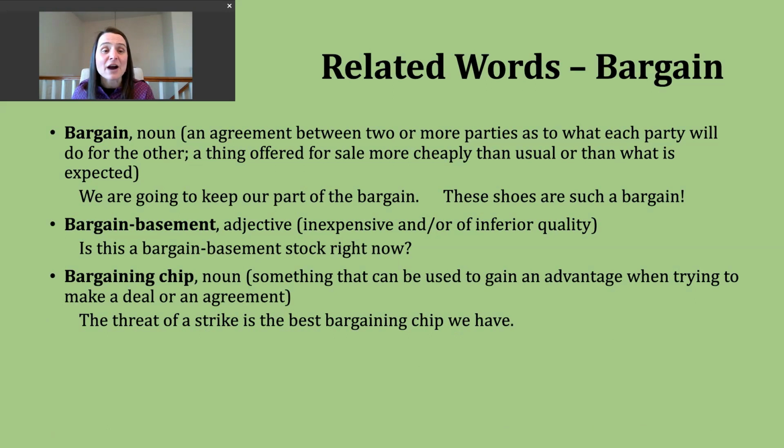Another related noun you might encounter is bargaining chip. Okay. Now, I know many times when we think of chip, right, we're thinking of something small, a piece of something else. But here, this is not something we can actually see most of the time, but it's something that's being used to try and gain an advantage as you are negotiating or as you're trying to reach an agreement. An example of this: the threat of a strike is the best bargaining chip we have.